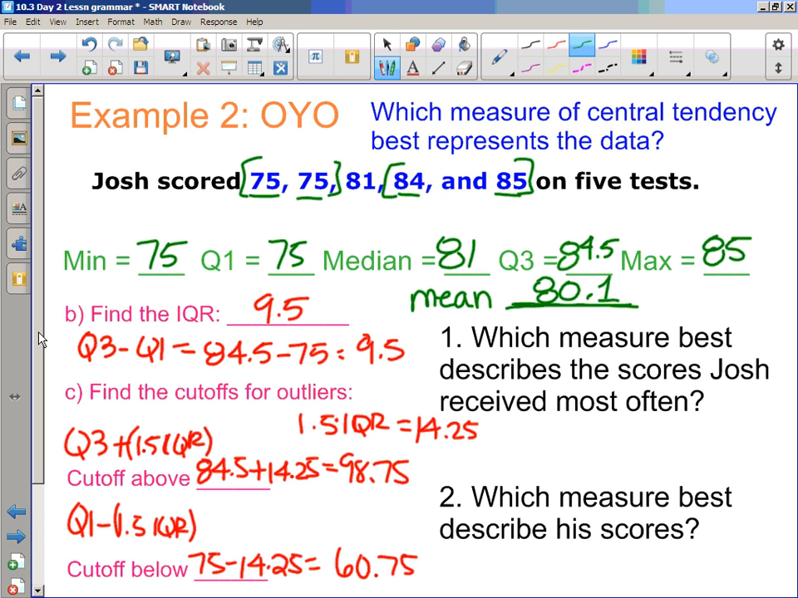So next it says, which measure best describes the scores Josh received most often? Okay, so Josh received a 75 most often. So the mode would be the best to describe that, which is 75. And I, again, forgot to have you find the mode up here.